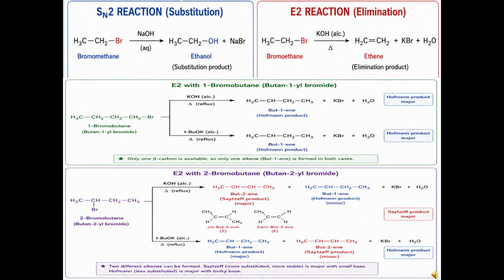In the E2 reaction mechanism, elimination occurs in a single step when a strong base removes a beta hydrogen from the beta carbon, while the leaving group simultaneously leaves from the alpha carbon, forming a double bond instantly. In 1-bromobutane, the carbon attached to bromine is the alpha carbon, and the adjacent carbon is the beta carbon. When a strong base attacks a beta hydrogen, the electrons from the C-H bond form a double bond between the alpha and beta carbons, and bromide leaves at the same time. Since there is only one beta carbon available, only one alkene forms, but-1-ene.